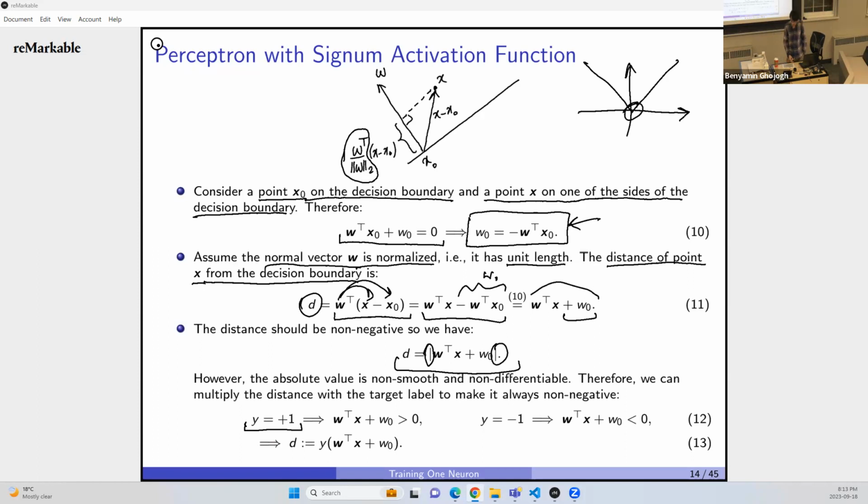Whenever a point is in the class +1, its distance is positive. Why? Because it's above the line. Whenever it's in the class -1, its distance is negative because it's below the line. As a result, multiplication of the label by this distance is always non-negative, right? Therefore, I can consider this as the distance. Interestingly, equation 13 is smooth. Although equation 13 is equivalent to the absolute value equation, equation 11, that absolute value is non-smooth, but equation 13 is smooth. Very interesting.